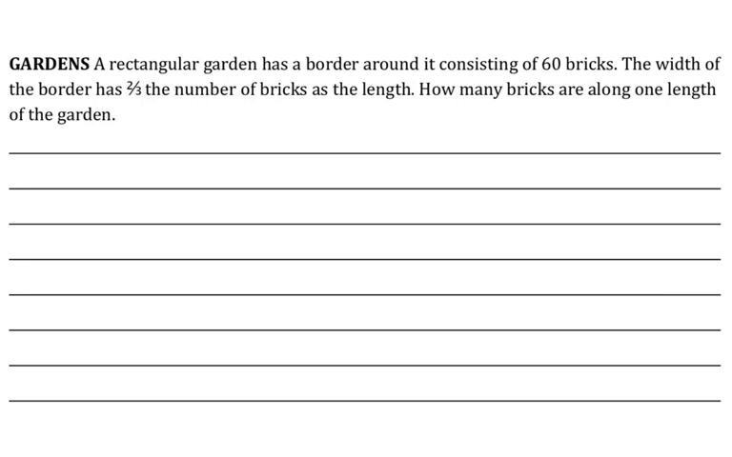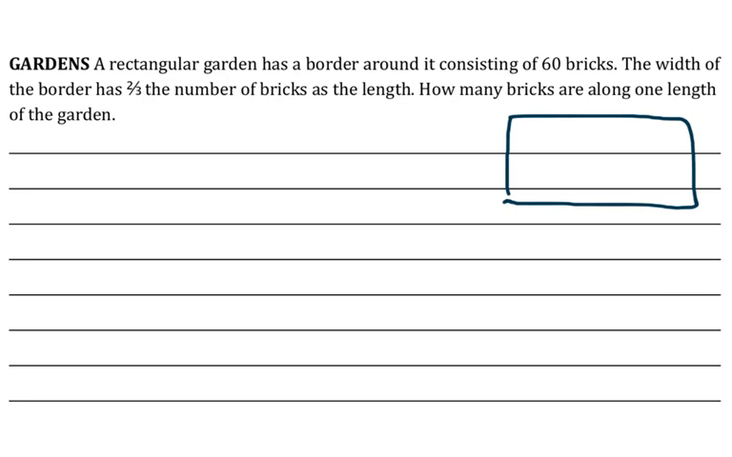Now this will be challenging as well. A rectangular garden, so this is where you're thinking, okay, geometry, has a border around it consisting of 60 bricks. So before even reading the whole problem, I'm starting to picture a rectangle in my head. The width of the border has 2/3 the number of bricks as the length. How many bricks are along one length of the garden?